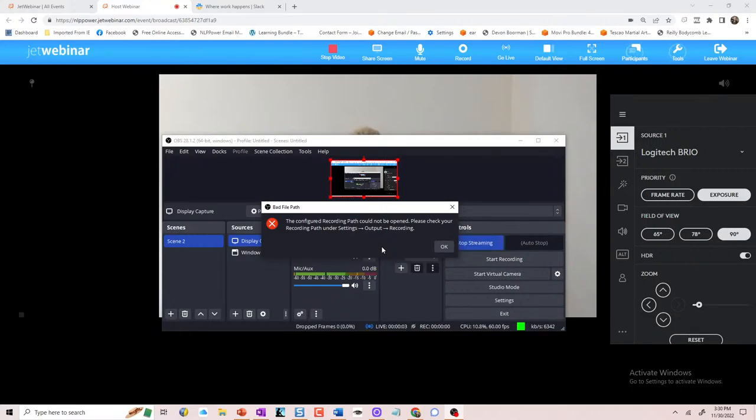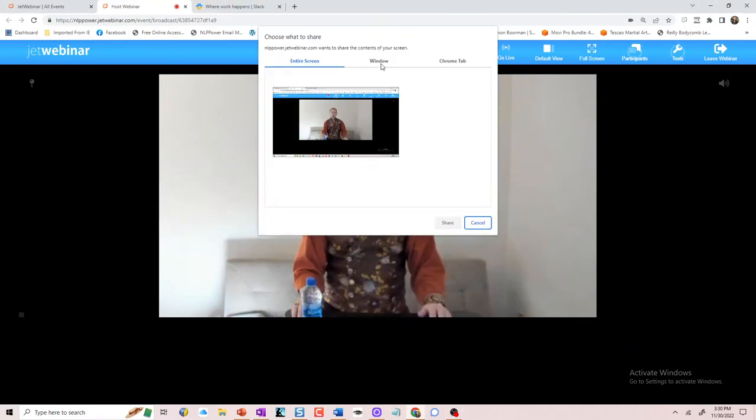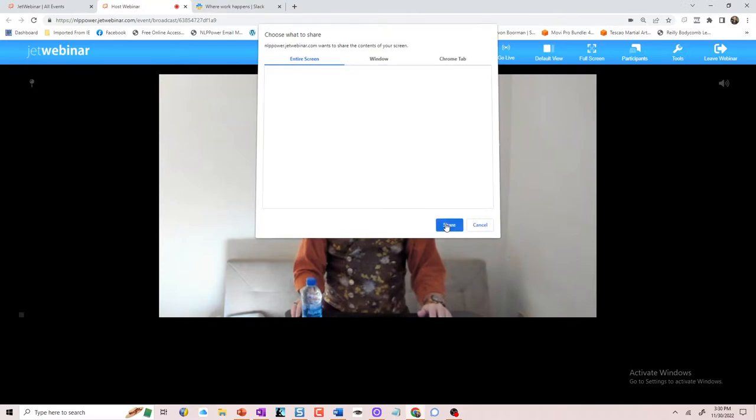Wait, configured recording path could not be opened. Please check your recording path under settings, output, recording. All right, I should probably share my screen for this to see what's going on.